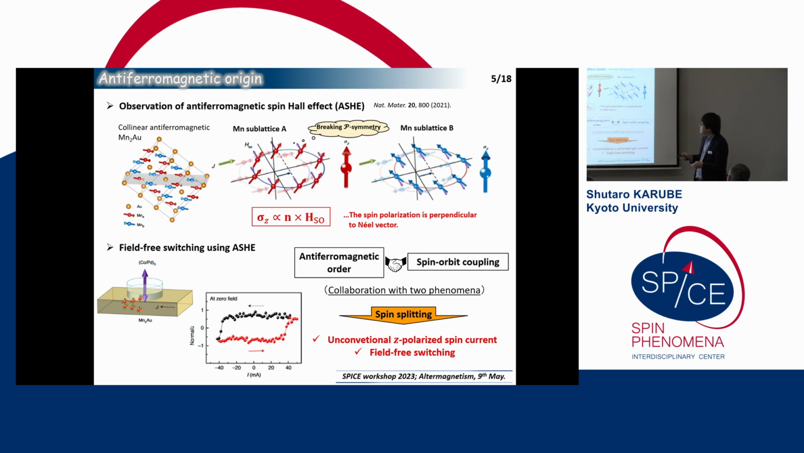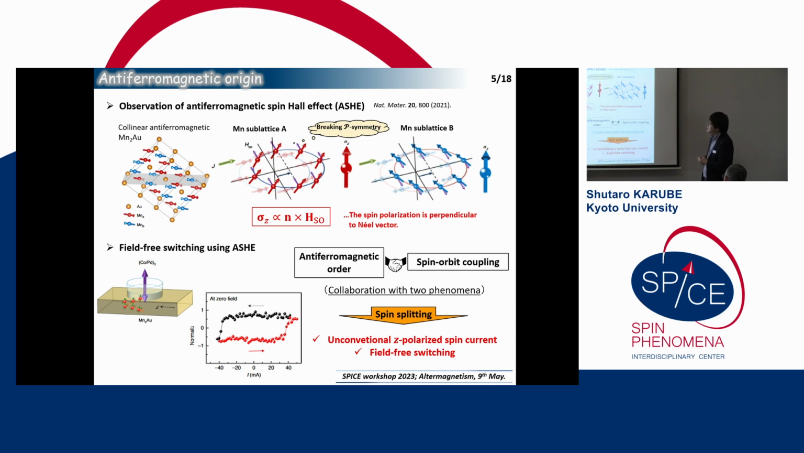Importantly, this polarization, such as the Z or the X type of spin polarization, is perpendicular to the Néel vector as shown here. It's a product from the spin-orbit field. They also reported field-free switching using this antiferromagnetic spin Hall effect as shown here. So this is also the collaboration of two phenomena, such as antiferromagnetic order and the spin-orbit coupling, they lead to the spin splitting on the electronic band structure. Then finally, we can get the unconventional spin current and the field-free switching.